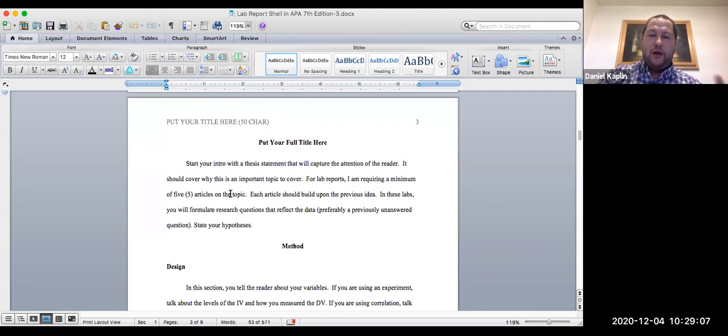Depending on your class, the number of articles will differ, but the sections of the introduction will stay the same. You'll always start with a thesis statement or paragraphs. The purpose of the thesis statements or paragraph is to capture the attention of the reader. Three things generally will capture the attention of the reader: if you talk about deaths, dollars, or disabilities, those are your 3Ds, you're going to capture the reader's attention.